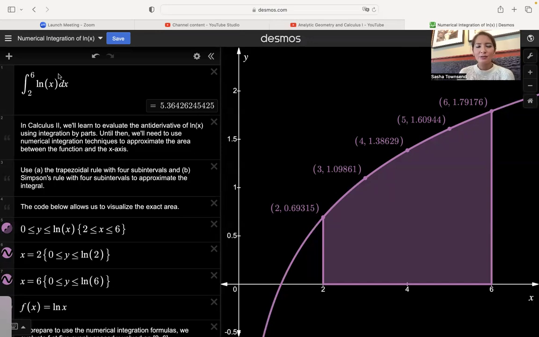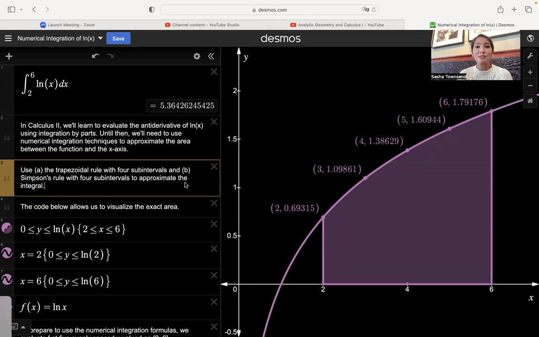Now, if we could take the antiderivative, we would just take the antiderivative, plug in 6, plug in 2, and subtract using the fundamental theorem of calculus. But we don't have a technique for finding the antiderivative of natural log of x yet. We will learn that antiderivative technique in Calculus 2 in our Advanced Anti-Differentiation Techniques chapter. But until then, we've got the trapezoidal rule and Simpson's rule for approximating the area under the curve.